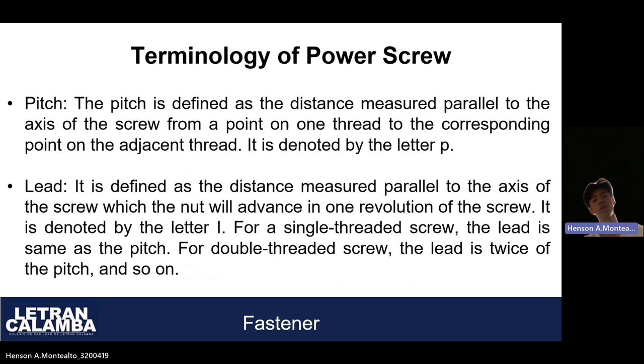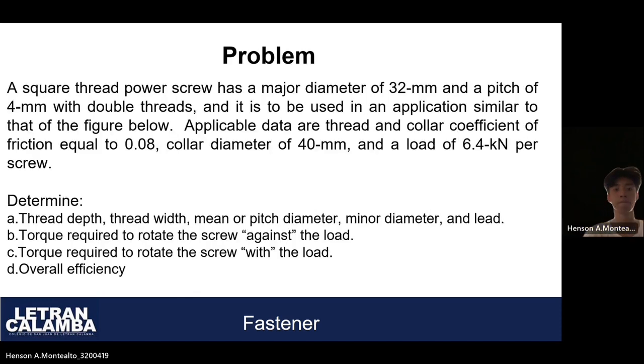Next, this is the terminology of the power screw: the pitch, lead, nominal diameter, core diameter, and helix angle. Here, pitch is defined as the distance measured parallel to the axis of the screw from a point on one thread to the corresponding point on the adjacent thread. And the lead is defined as the distance measured parallel to the axis of the screw which the nut will advance in one revolution of the screw.